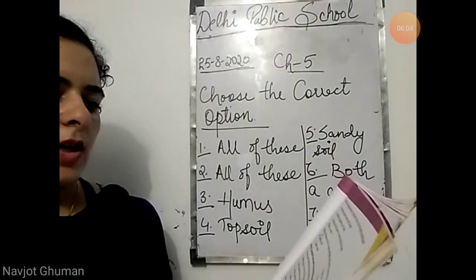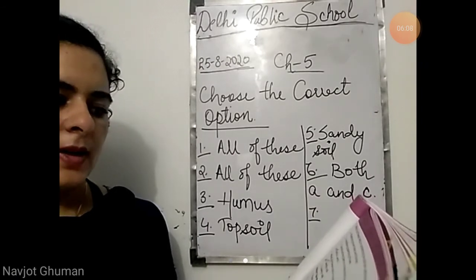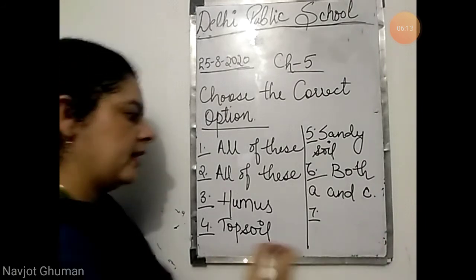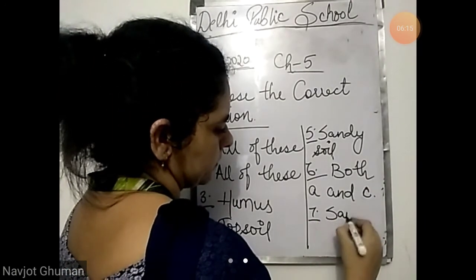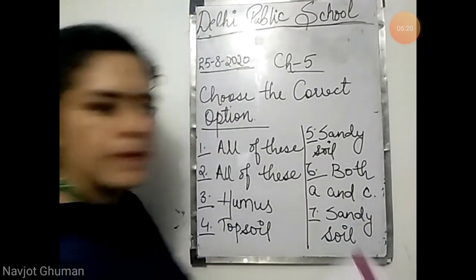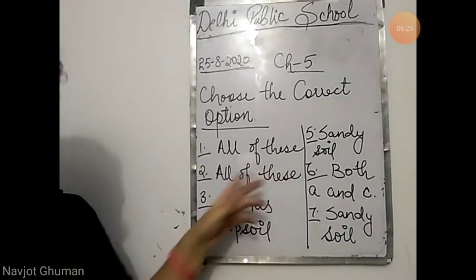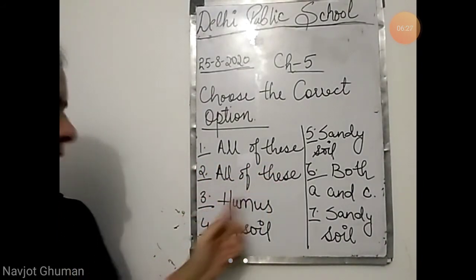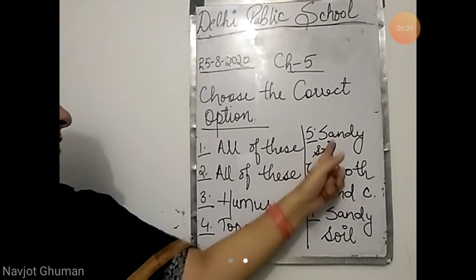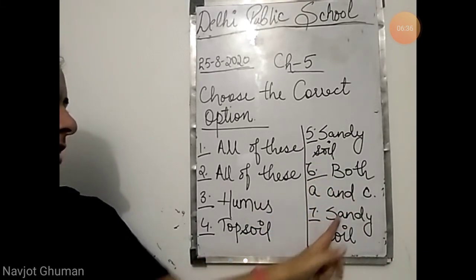Which of these soils is rough and gritty and does not become sticky when wet? We know that the rough and gritty soil is sandy soil and it doesn't hold water. First is all of these, second also all of these, third humus, fourth topsoil, fifth sandy soil, sixth both A and C, seventh sandy soil.